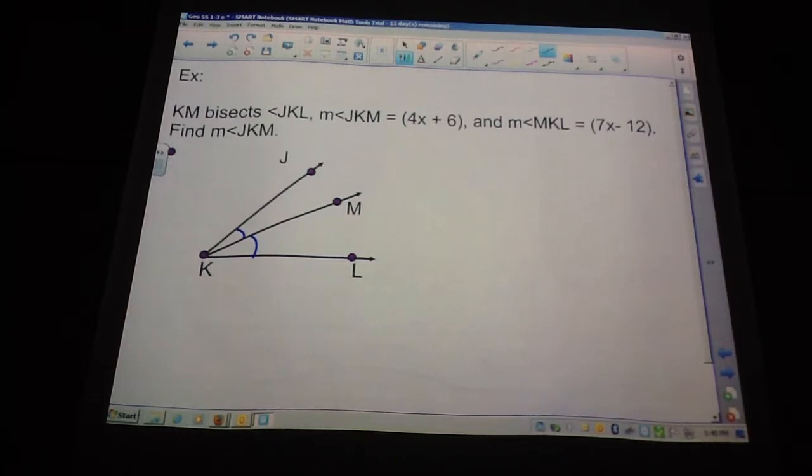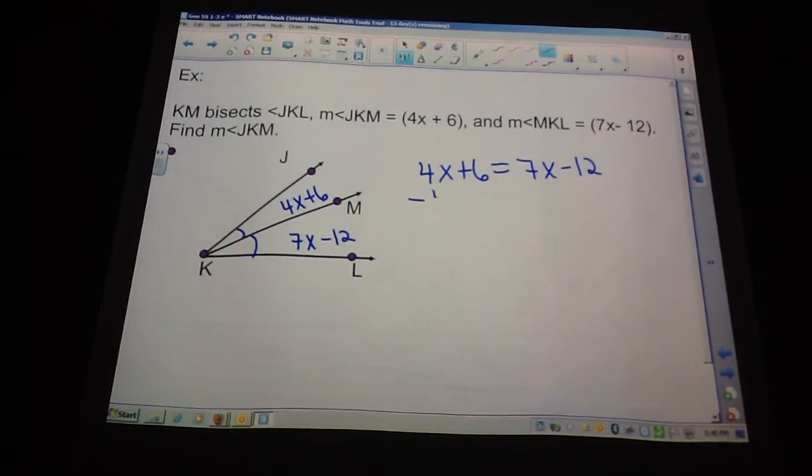Then it says that the measure of angle JKM is 4x plus 6. And it says that the measure of angle MKL is 7x minus 12. Well, if this is the angle bisector, I know that this measure has to equal this measure. So to set up your equation, you're going to put 4x plus 6, the top one, is equal to this bottom one, which is 7x minus 12. And again, it's just algebra work to figure out from here what x is.